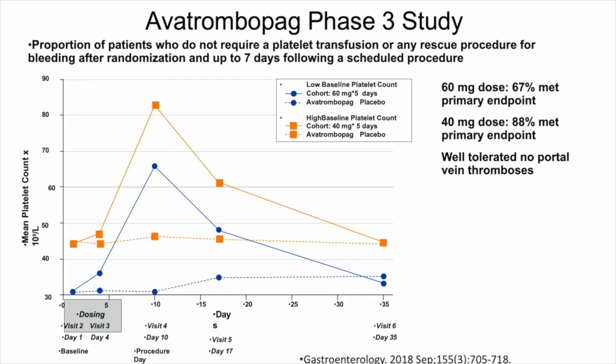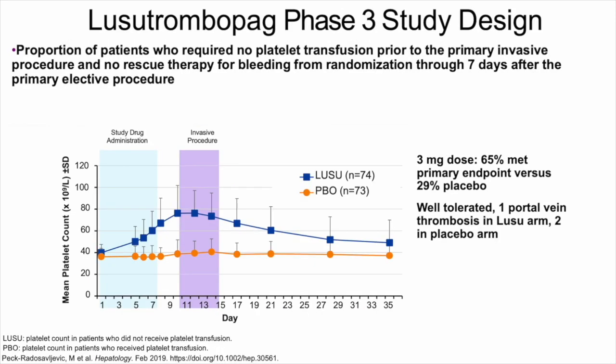This was avatrombopag here, and they used a dose of 60 milligrams for a low platelet count below 40, and for a high platelet count above 40, it was 40 milligrams, not 60, given for 5 days. And you can see here there are these very reliable platelet increases up to 80,000, and then you give it for 5 days, you do your procedure here, but then you have this nice tail here where the platelet count will stay high for a period of time. And in this phase 3 trial, it was well tolerated, no portal vein thromboses, which was something we saw with prior generation eltrombopag when they were given at higher doses, but for a different indication.